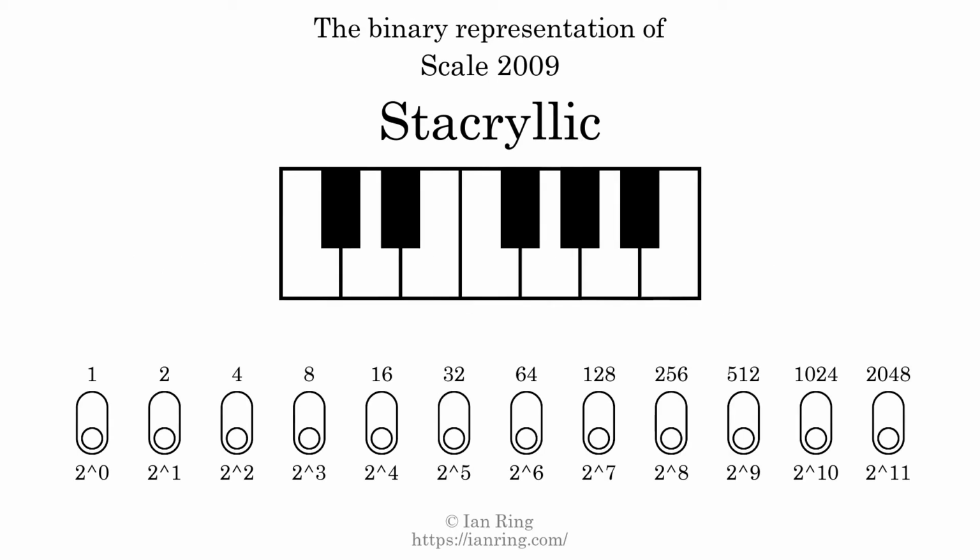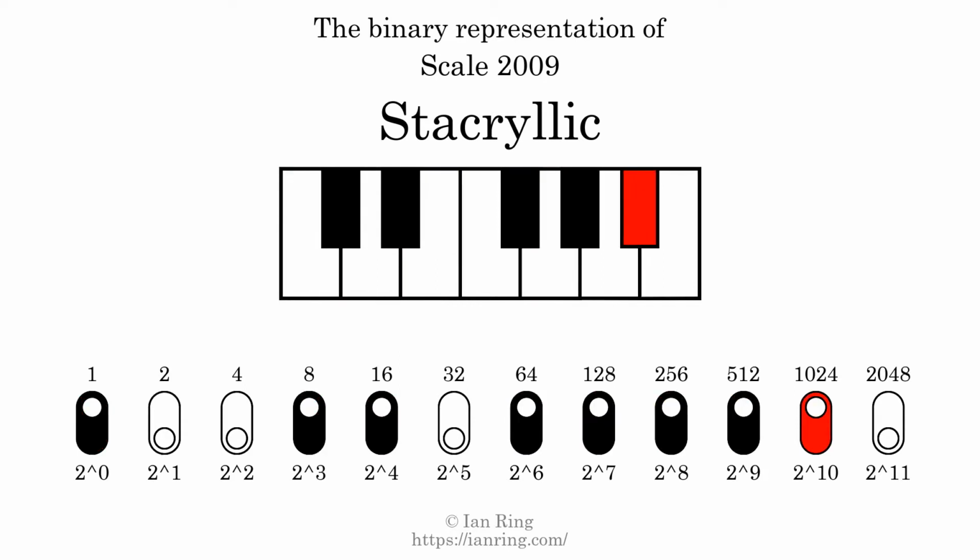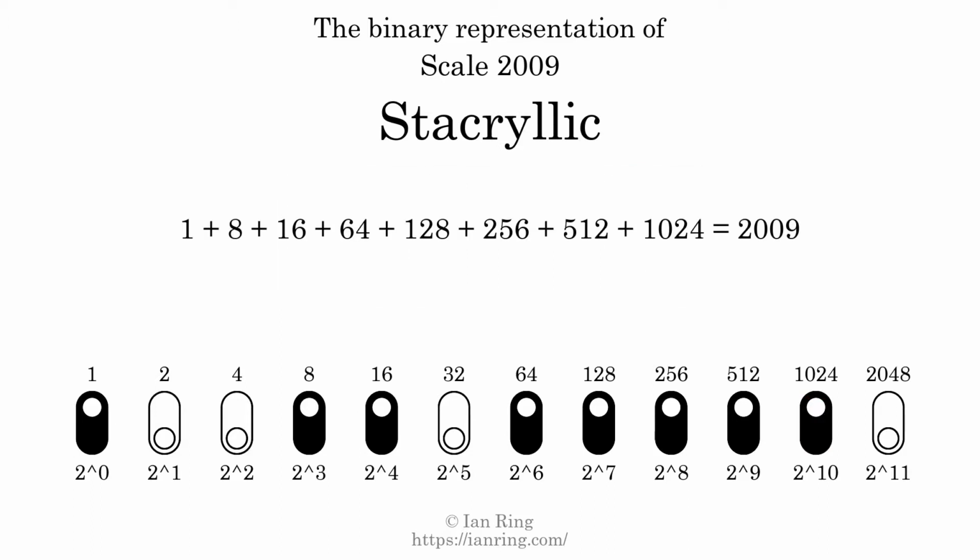The binary representation of this scale is determined by mapping tones of the scale to binary digits. Each binary digit represents a power of 2. To get the scale number, we add the powers of 2 together. The powers of 2 that are present in the scale, all added together, equals 2009. That is why the scale number, in decimal, is 2009.